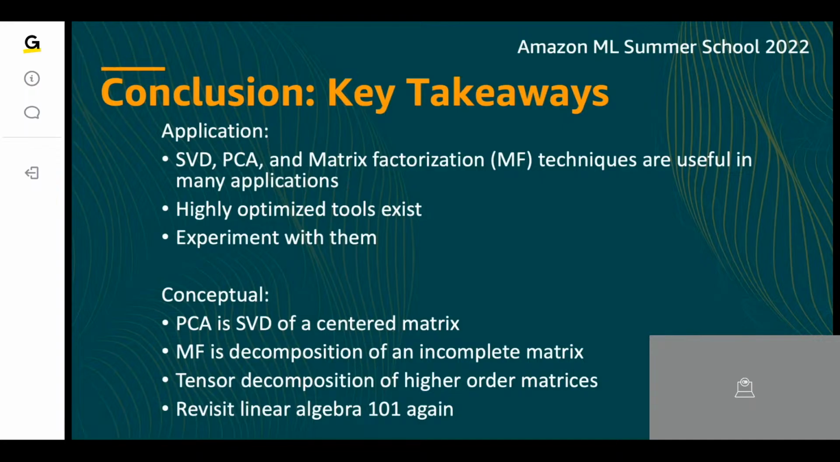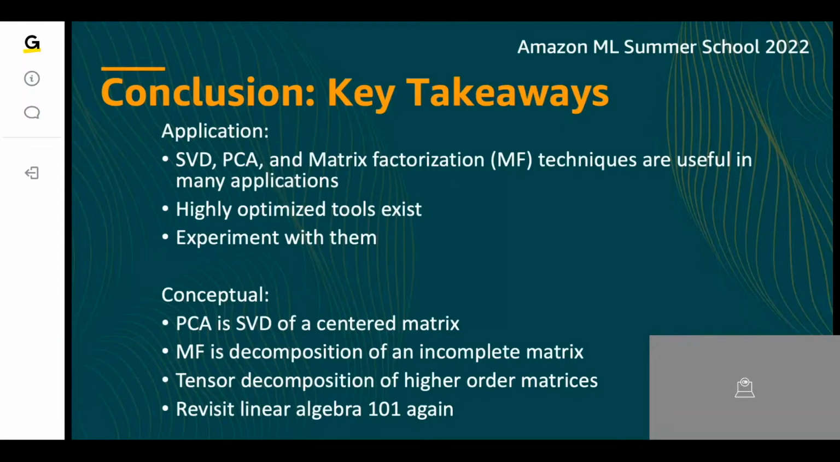And just to revise what we have learned in terms of the conceptual items that we went through. PCA is your singular value decomposition of a centered matrix. For a centered matrix, what you have done is that you have just taken the rows of the X matrix and subtracted the mean out of that. Matrix factorization is the decomposition of an incomplete matrix where the individual elements are not completely observed. There is another decomposition, tensor decomposition, which is when you have higher order matrices or tensors involved.